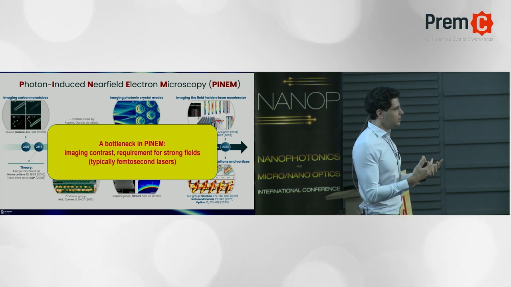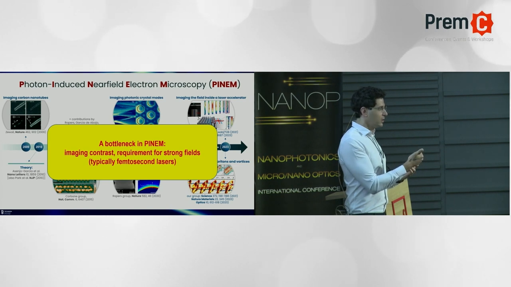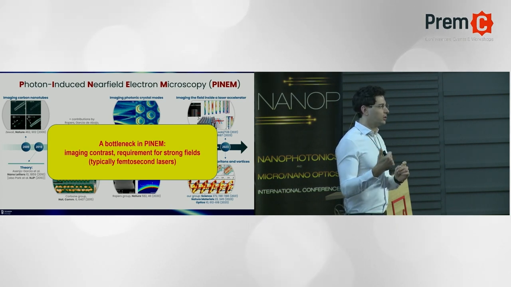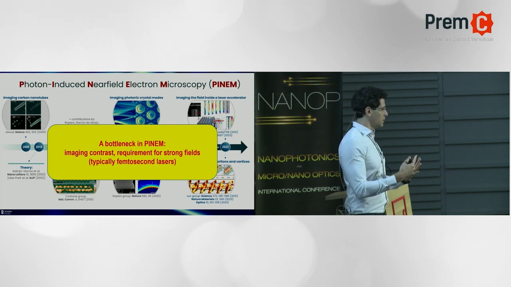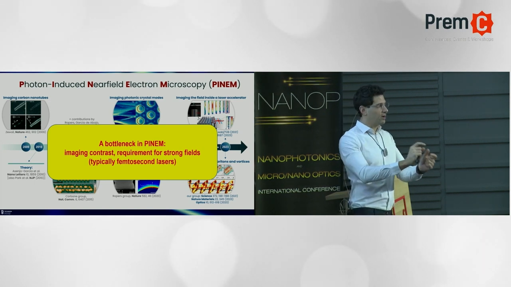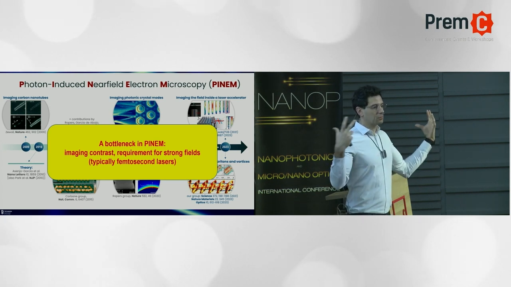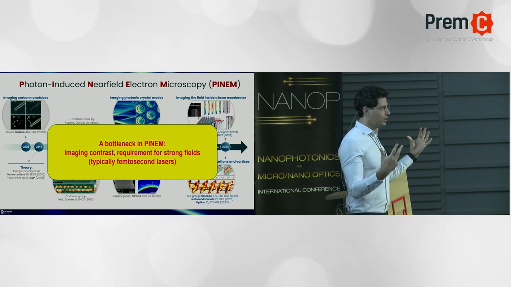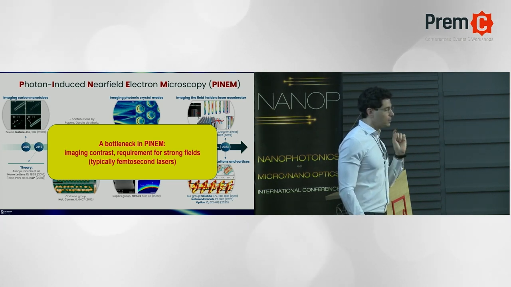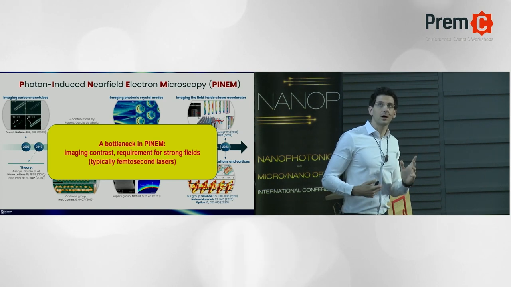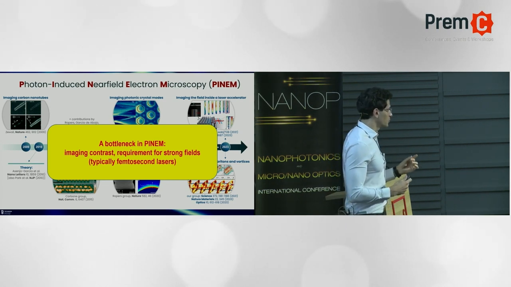That means that only samples that can sustain very intense fields will be relevant. In almost all examples so far, we had to use femtosecond pulse lasers, which is also limiting us substantially. It means we also need to synchronize the electron to arrive at the right time when the laser intensity is high. And that means, in terms of the plethora of things you can imagine doing, there is only a small fraction we can actually access. So we want to somehow enhance imaging contrast by several more orders of magnitude to be able to see more.